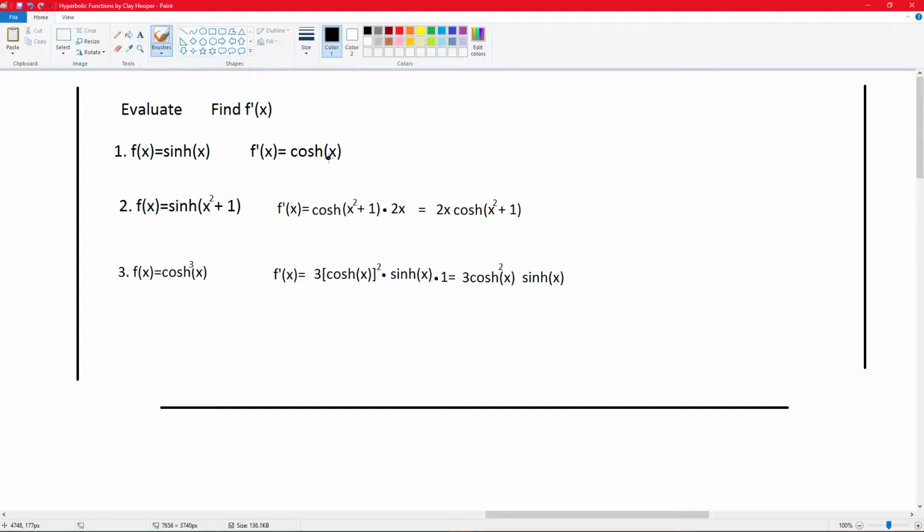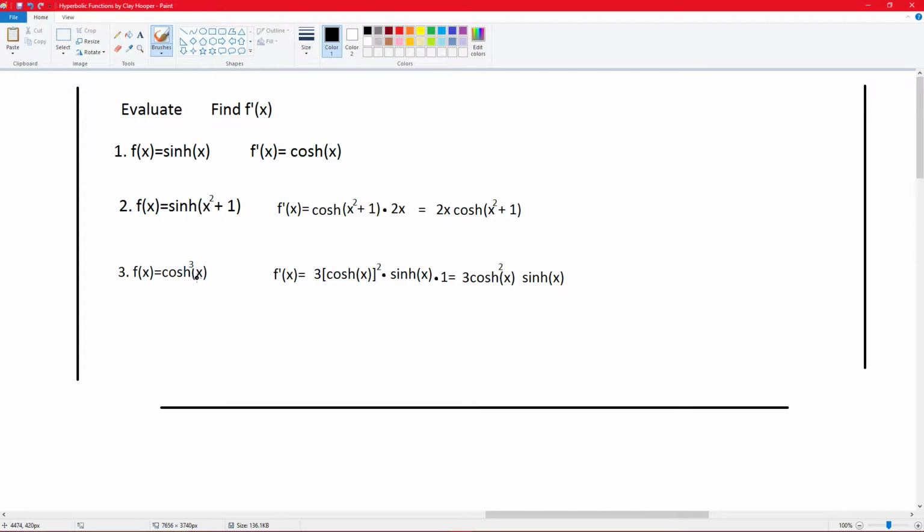Now let's look at sinh of x squared plus 1. First you start with the chain rule, but since there isn't an exponent, we can skip the first step. Find the derivative of sinh, which is cosh, and then multiply by the derivative of the inside function, which is 2x. Multiply it all out, you get 2x cosh of x squared plus 1.